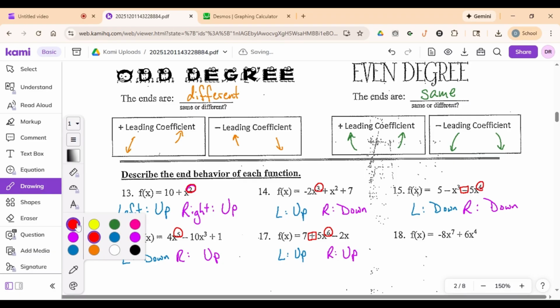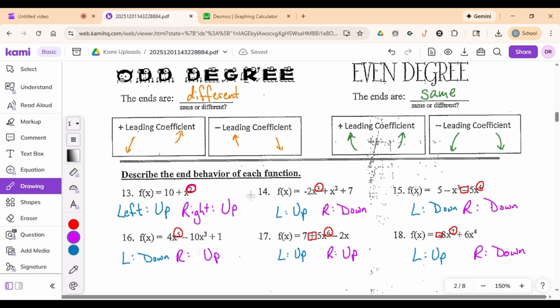Last one, our degree, if you look carefully, is a 7. That's the biggest exponent. 7 is an odd degree, so it's one of these two cases. Since the coefficient is a negative 8, we're looking here, where the left side points up and the right side points down. And that's where we're going to leave it today. We're just analyzing these equations and these graphs, and you can type all these into the graphing calculator to help you out.